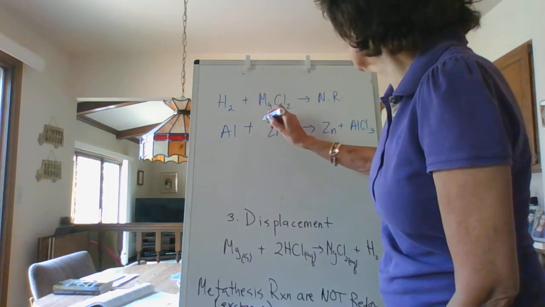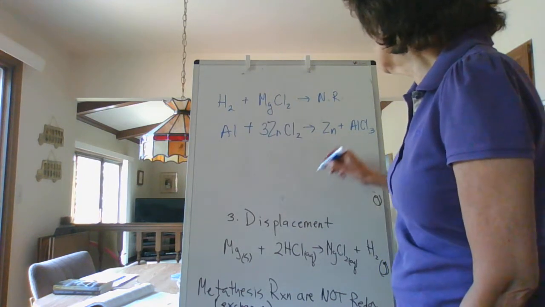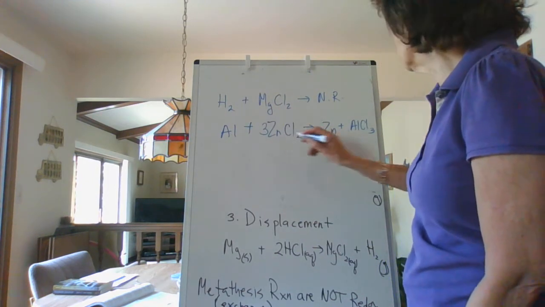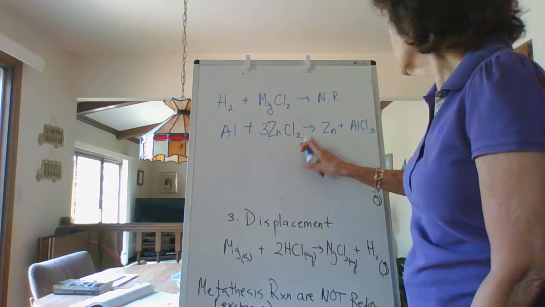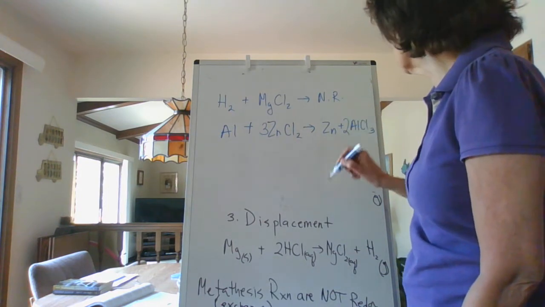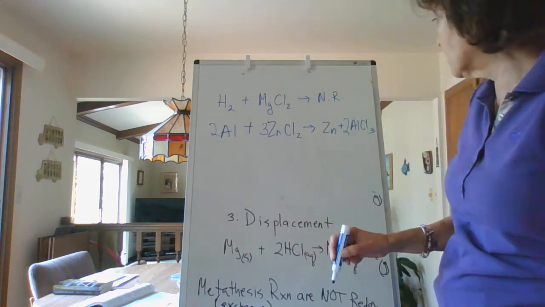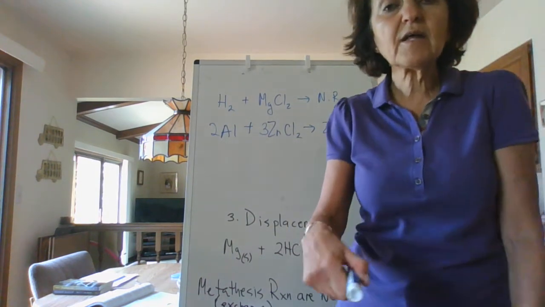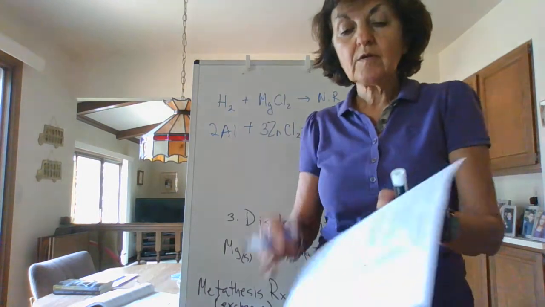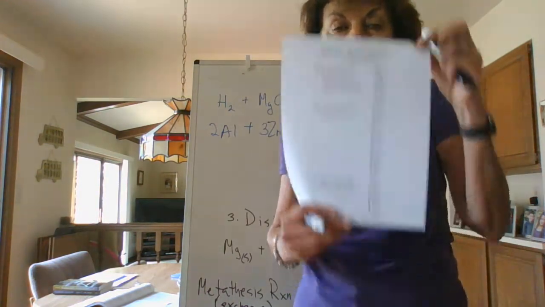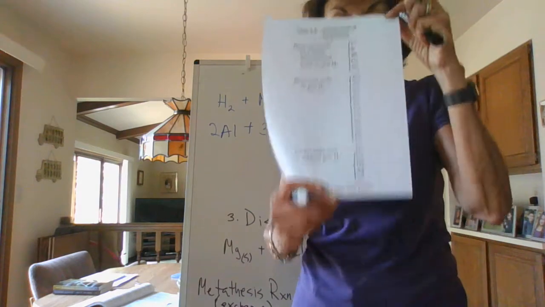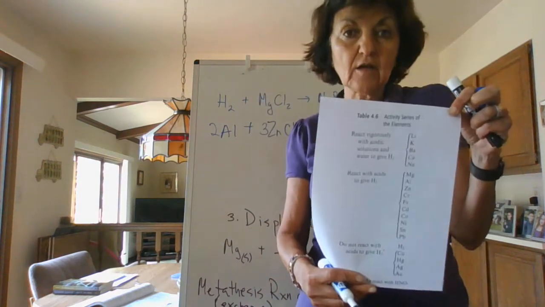So let's say I put a 3 here, and then so 3 times 2 is 6, so I have to put a 2 here, and then I put a 2 here. I think it's balanced now. Anyway, bottom line is displacement, you can do it only if you have this guy with you, okay? Anything higher in the series can kick anything lower.